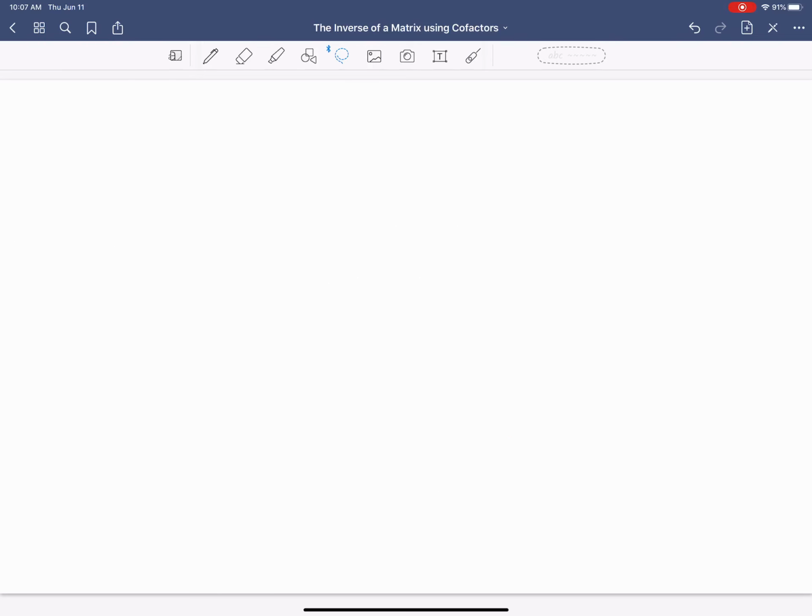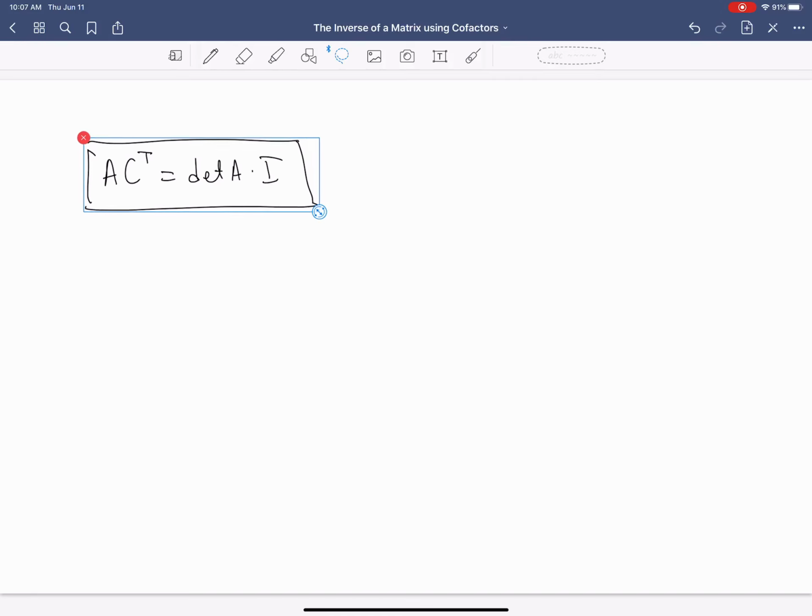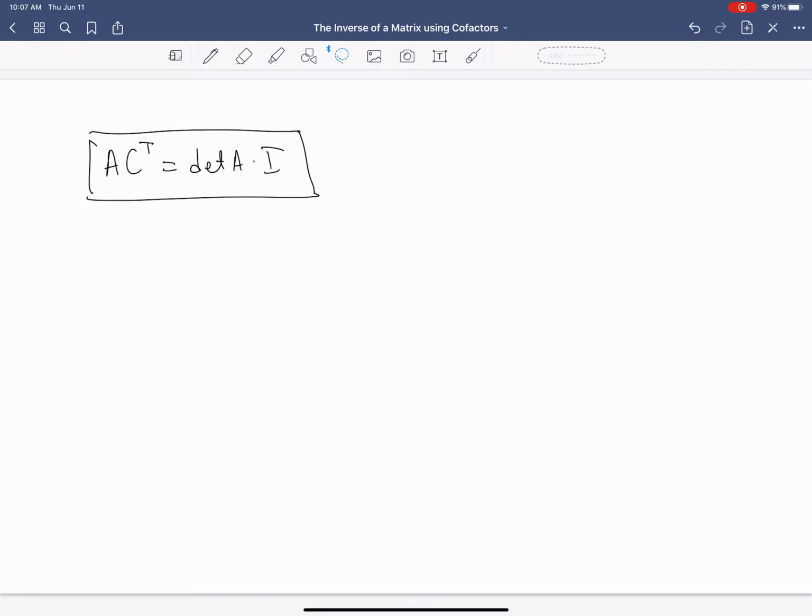Okay, so let's see why this formula is true. Again, I'll go with the matrix. I will represent the matrix. So I have A11, A12, A21. Sorry, A13.